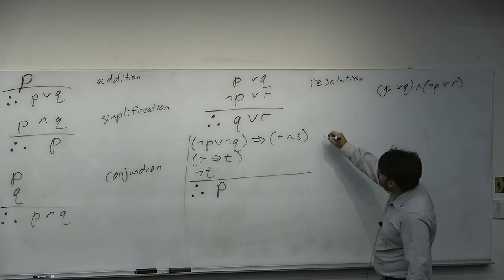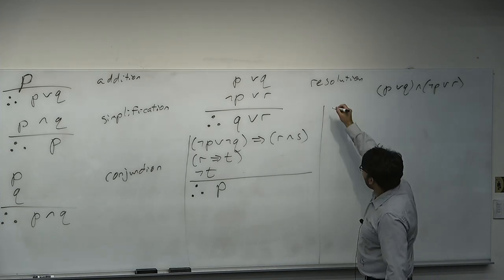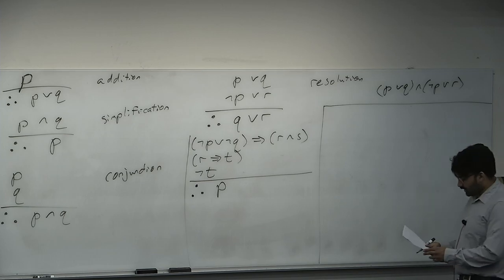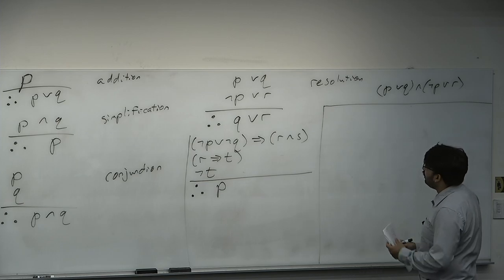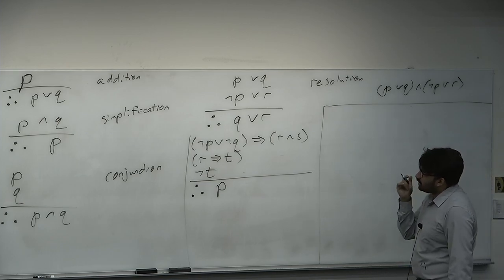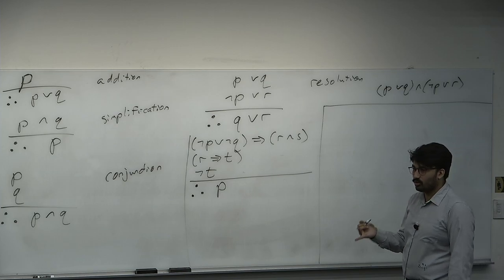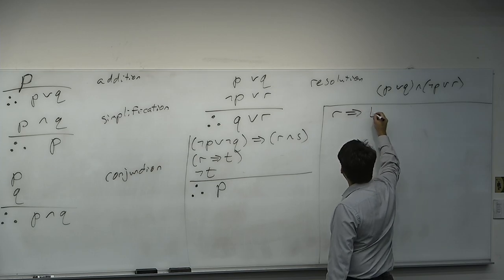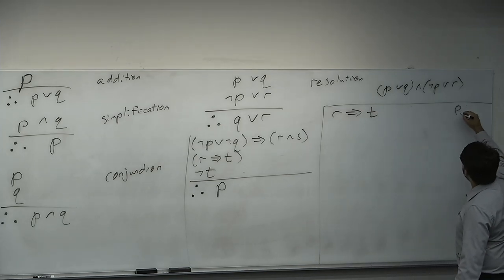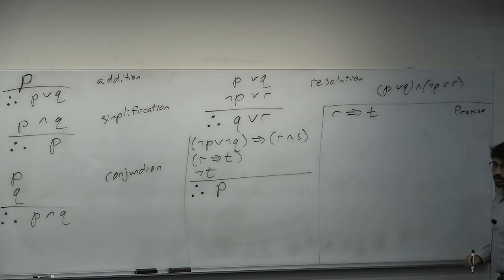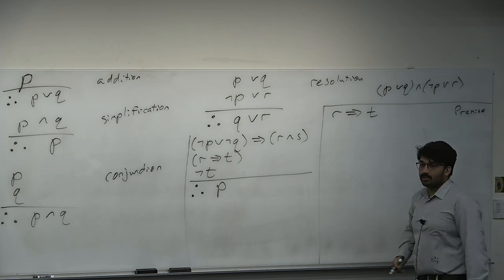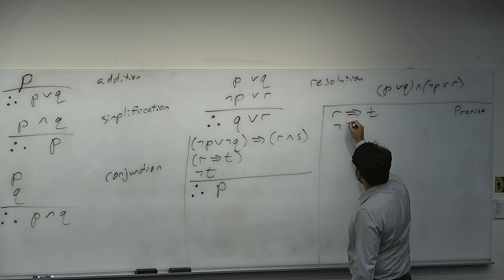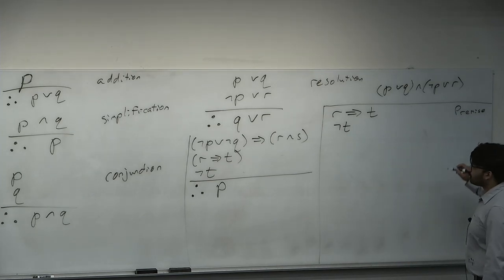When you write a two-column proof, what you do is you begin with a law, and then you explain where it comes from. So I'm going to begin with either a rule of inference or a premise, and you explain what rule of inference it is. R implies T is line one. This is true because it is a premise. Okay? You want your argument to be valid, so you go step by step. Then we know negation of T. Right? This is also true because it is a premise.